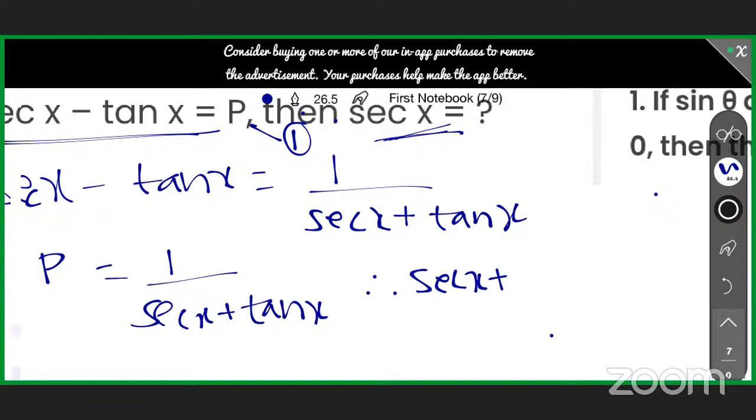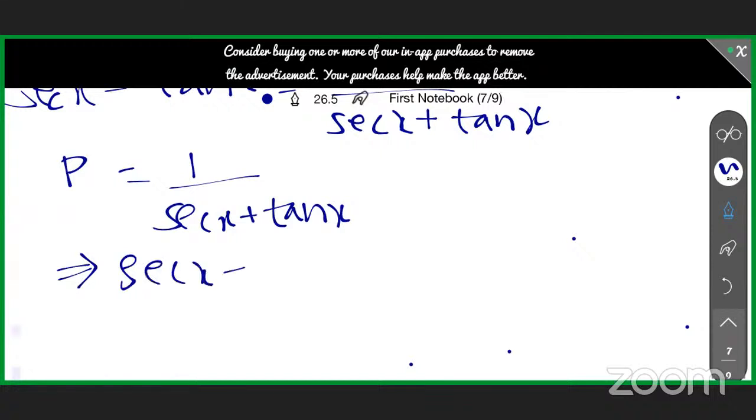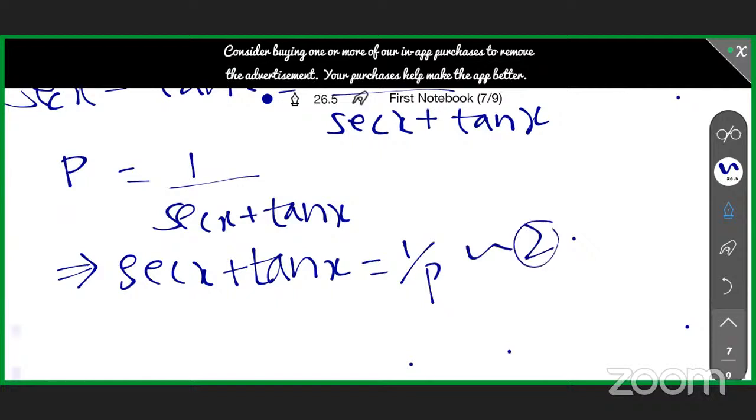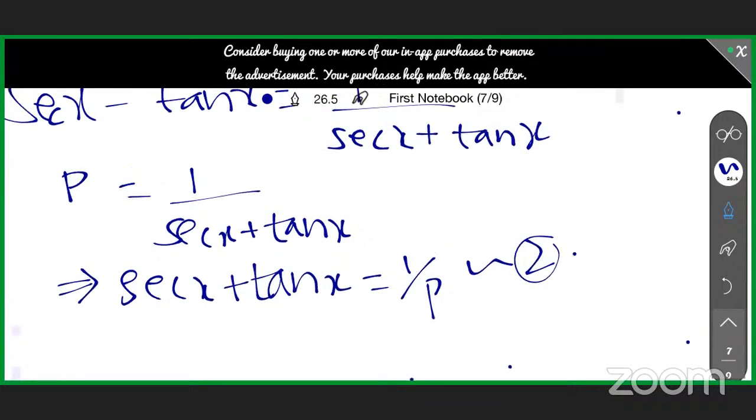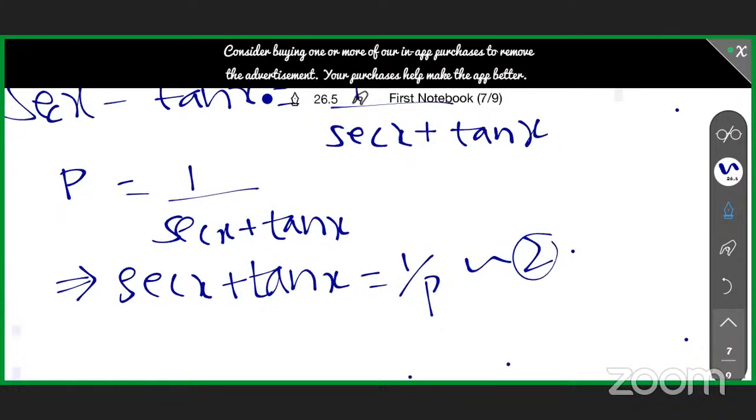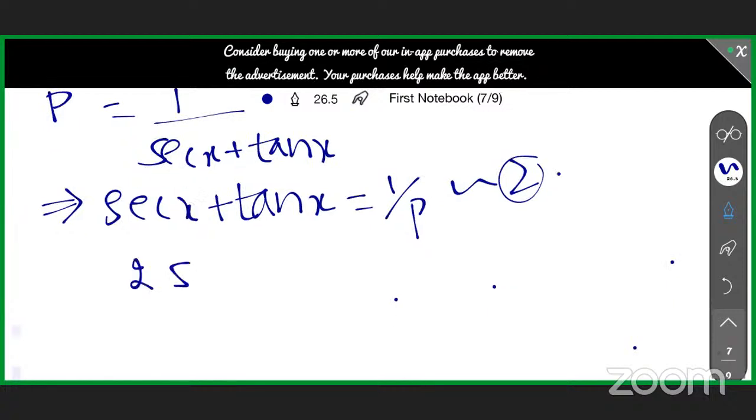So this will give me what my secant x plus tan x will be equal to. I want this value, so cross multiply. This will become 1 by p. Correct. I'll add my equations 1 and 2. Equation 1 is secant x minus tan x is equal to p. Secant x plus tan x is equal to 1 by p. So what happens? Minus tan x plus tan x will get cancelled. 2 secant x is equal to p plus 1 by p.